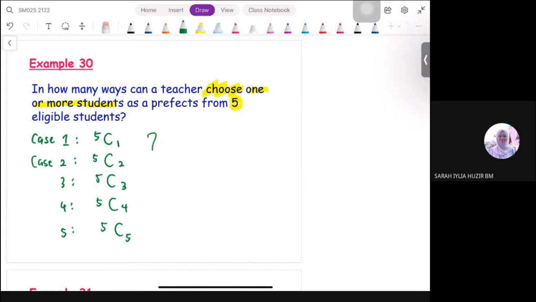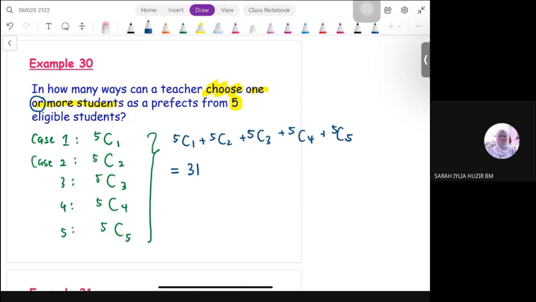And then remember I said just now, if we consider different cases, we have to add that up. Find the summation to find the total combination. So our calculation would be 5C1 plus 5C2 plus 5C3, next one 5C4, and then the last one plus 5C5. So here our final answer would be 31. Okay, so careful with the word or ni. Maksudnya tambahkan kalau or, different case.